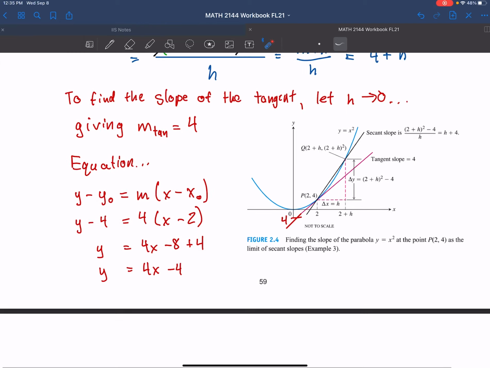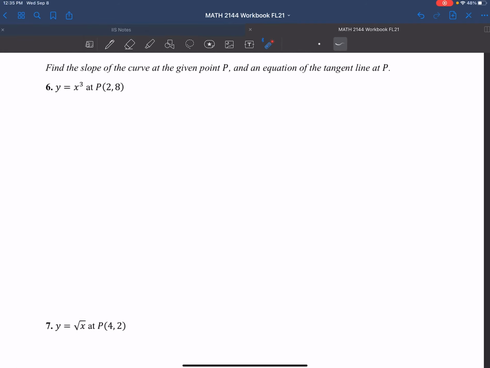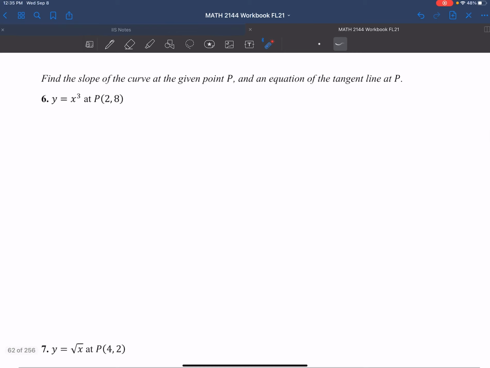But again, this is the process that we're going to use to find the slope of the tangent. Any questions on that process? Quite a few steps, so let me give you a moment to try one yourself. Go ahead and try number 3.